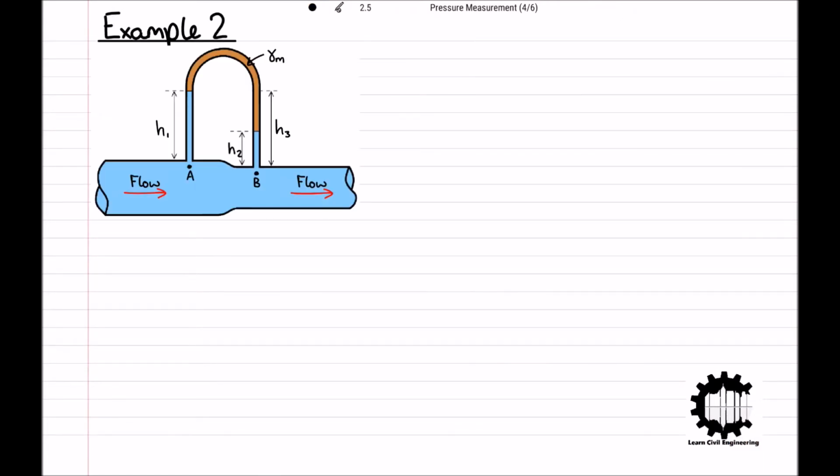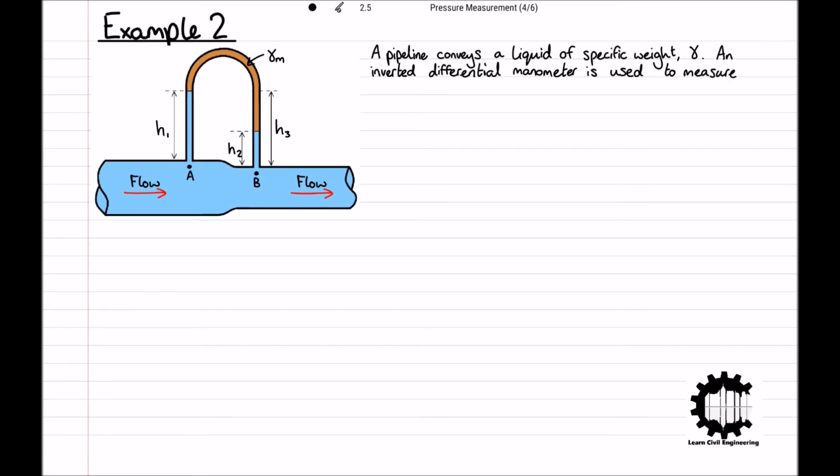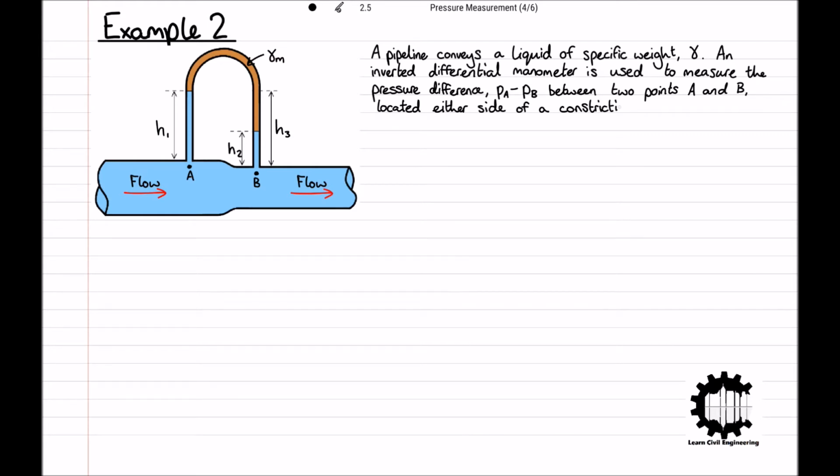Moving on to the next question, we have an inverted differential manometer, where the manometric liquid lies on top of the pipeline fluid as the density of the manometric liquid is now less than that of the pipeline fluid. A pipeline conveys a liquid of specific weight gamma. An inverted differential manometer is used to measure the pressure difference Pa minus Pb between 2 points A and B, located either side of a constriction, which is just a point in the pipeline where the diameter is reduced.